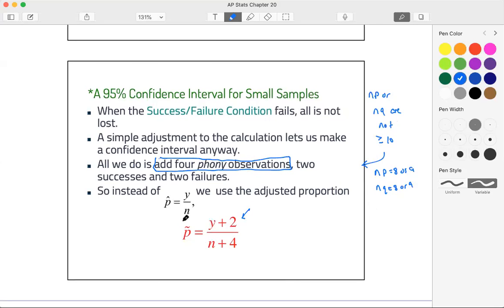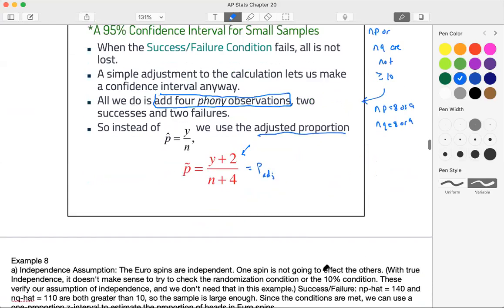So you get a new proportion. Remember, our p-hat, our sample proportion, is equal to the number of successes over n. So all we do is we fix this, and we call this p tilde, or the adjusted proportion. Sometimes you'll see this called p adjusted. I just use p tilde. So you just take the number of positive observations plus 2 over the sample size plus 4. What that does is it gets the success failure condition met, and it allows you to calculate a confidence interval.